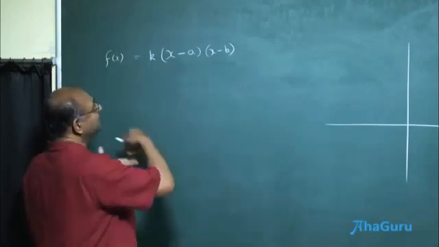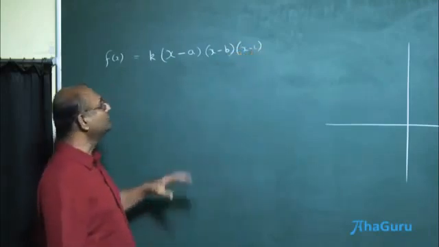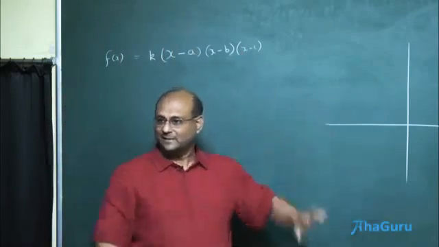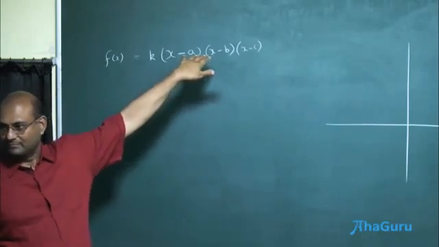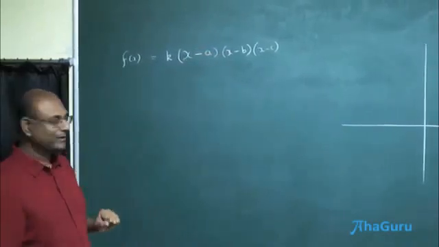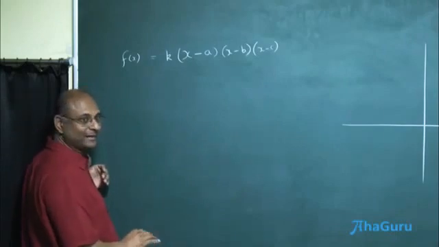Suppose it has roots a, b, c, I can write it like this. If it has roots a, b, c, d, e, f, you can write k times (x minus a), (x minus b), (x minus c), (x minus d), and so on, right? As long as it's a finite polynomial, it is very clear. For an infinite polynomial, it is not so clear. But we'll assume that you can extend this idea, and there are problems with that assumption.